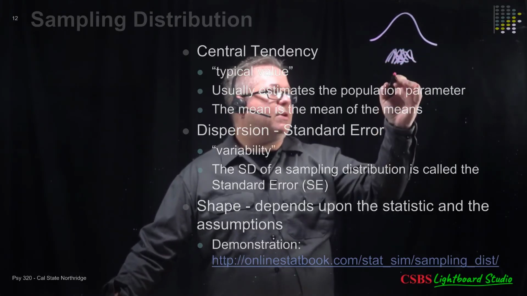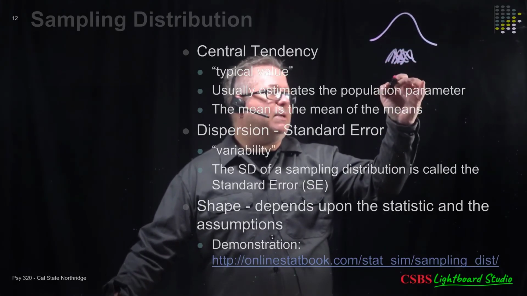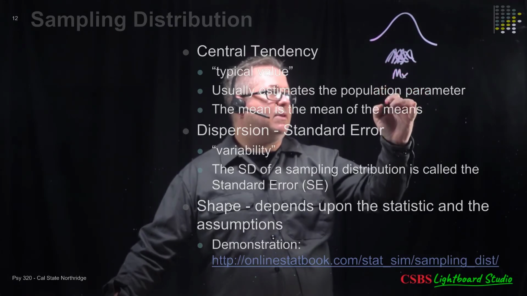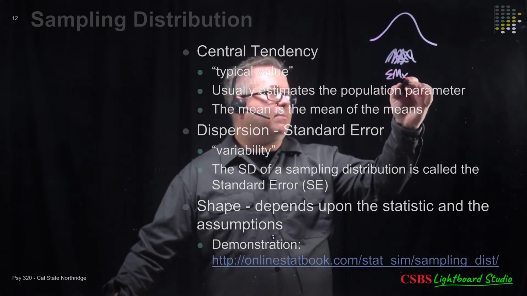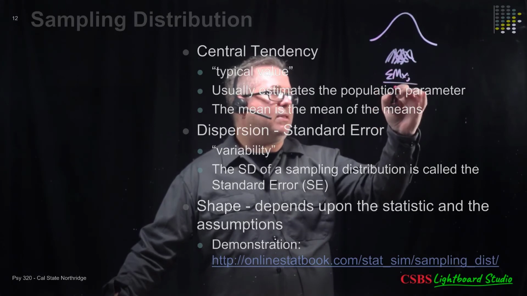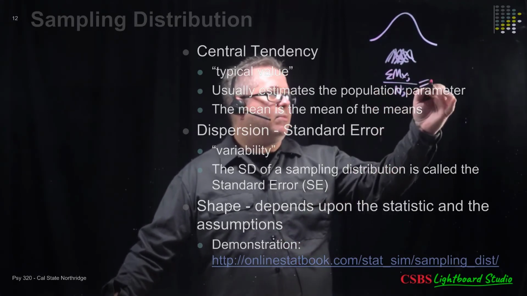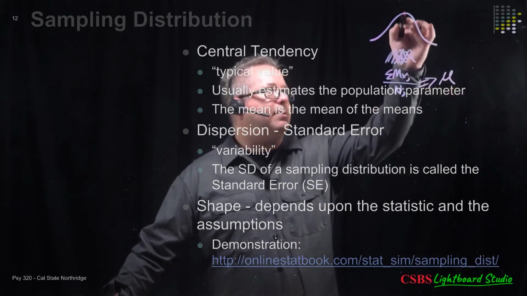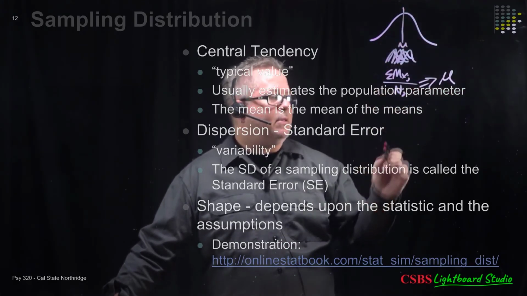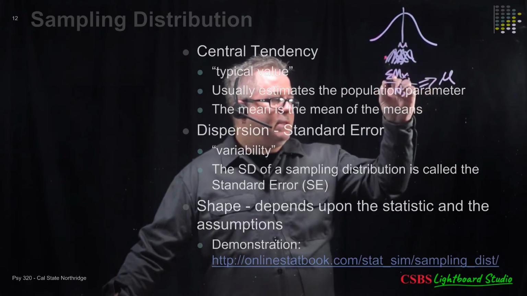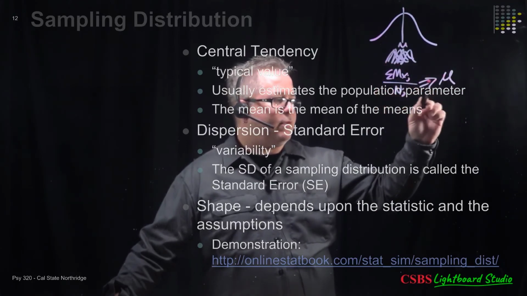So if I took all these sample means, all these mean x's, and I summed all those up of each sample divided by the number of samples, right, that would give me a pretty good estimate of the population mean. That's what this is saying. The mean of all these means should be a pretty good estimate of the population mean.